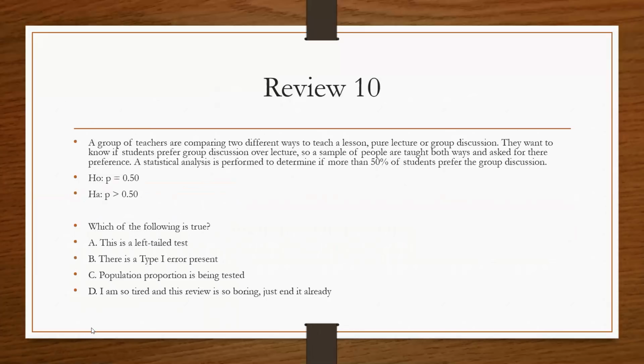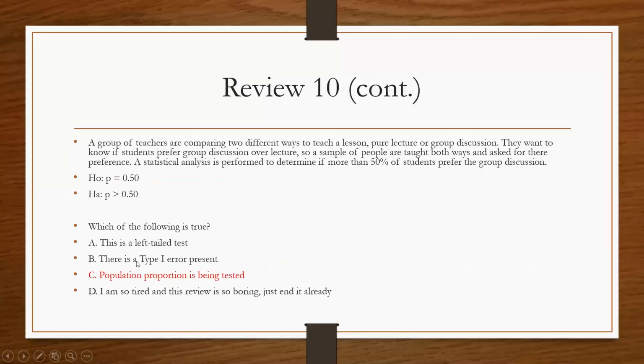The correct answer is D. But no, in all reality, it is C, that the population proportion is being tested. You can tell right here because it's using p, kind of a dead giveaway. Also, it's asking which students preferred, given categorical variables.